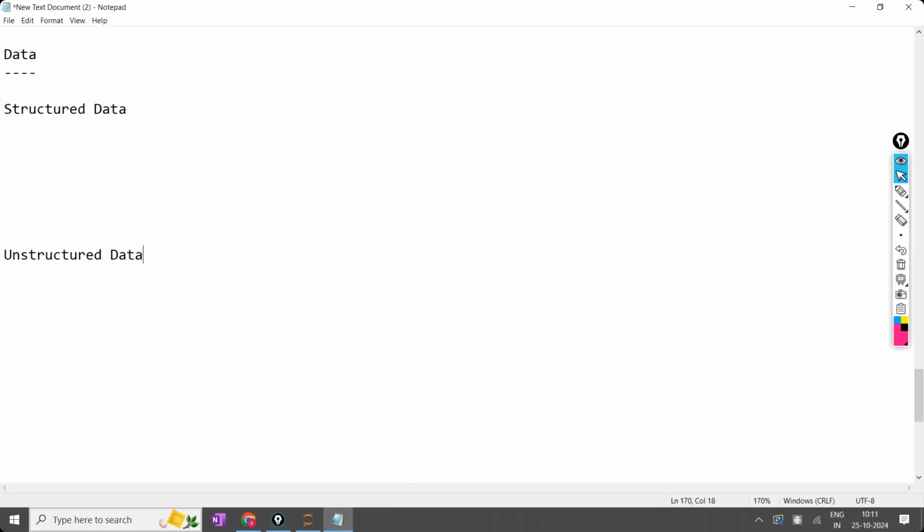What is meant by structured data? Structured data means data which has a proper structure or some rule, which is nothing but tabular data. Unstructured data means data which does not have any kind of rule. Unstructured data includes text data, audios, videos, along with images, where there is no rule. And structured data means where there is a rule, which is called tabular data.